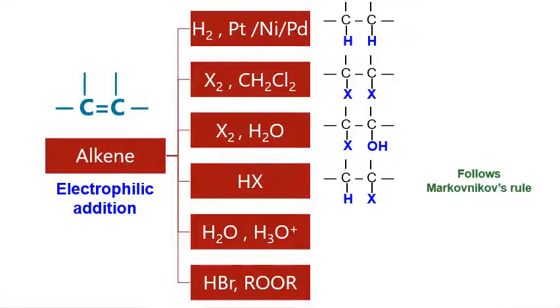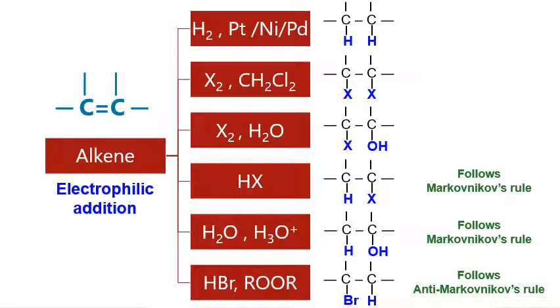Alkenes also react with acidified water to form alcohols. The addition of the hydrogen atom and the OH will follow the Markovnikov rules. Finally, alkenes react with HBr in the presence of peroxide to produce haloalkanes that follow the anti-Markovnikov rules.